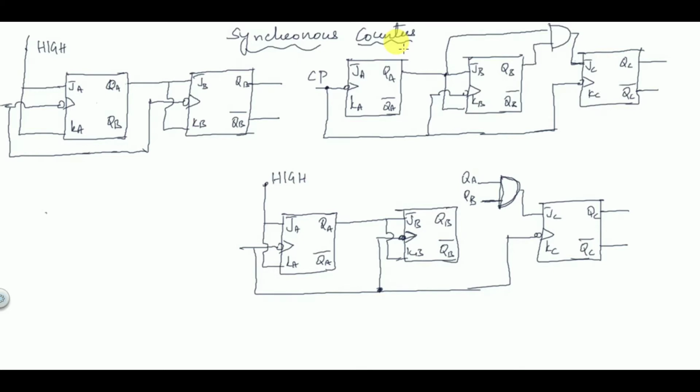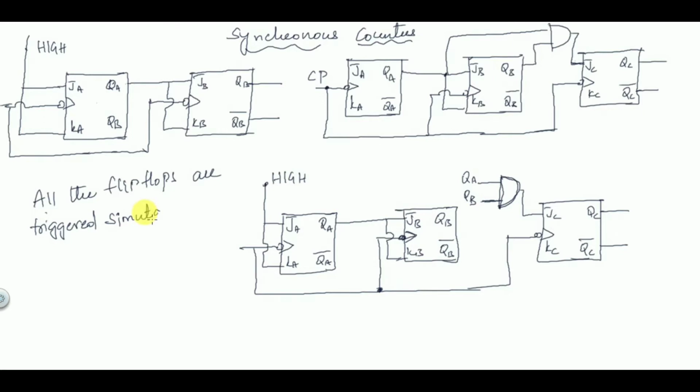Right, so we have already seen asynchronous counters, right? So in asynchronous counters all the flip-flops are not triggered simultaneously, and the output of a flip-flop is given as clock input of the next higher order flip-flop. This point you should remember, right? So in synchronous counters all the flip-flops are triggered simultaneously, that is, all the flip-flops are clocked with the clock pulse simultaneously.